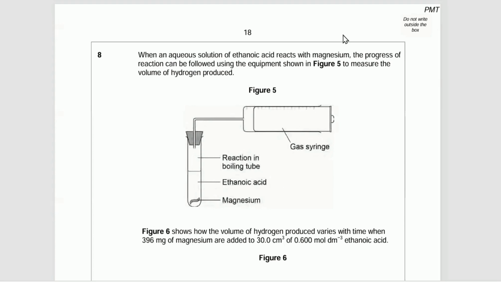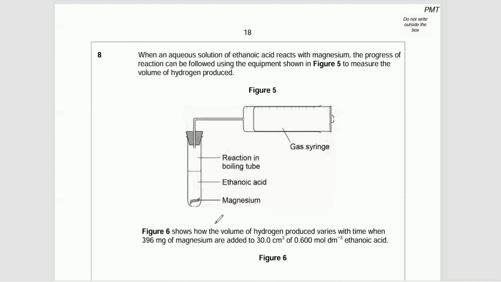Okay, when an aqueous solution of ethanoic acid reacts with magnesium, the progress of the reaction can be followed using the equipment shown in Figure 5 to measure the volume of hydrogen produced. So we've got a gas syringe, ethanoic acid, magnesium metal, a bung, and a test tube. Figure 6 shows how the volume of hydrogen produced varies with time when 396 milligrams of magnesium are added to 30 cm³ of 0.6 mol per dm³ ethanoic acid.